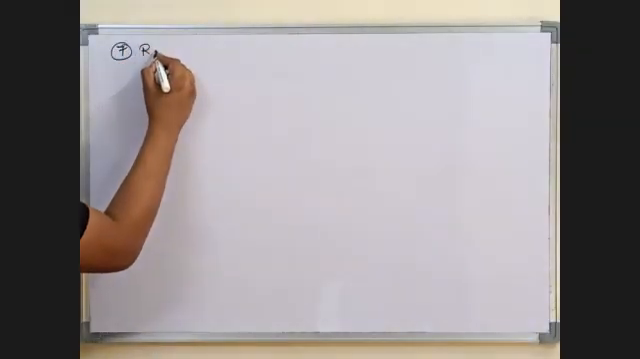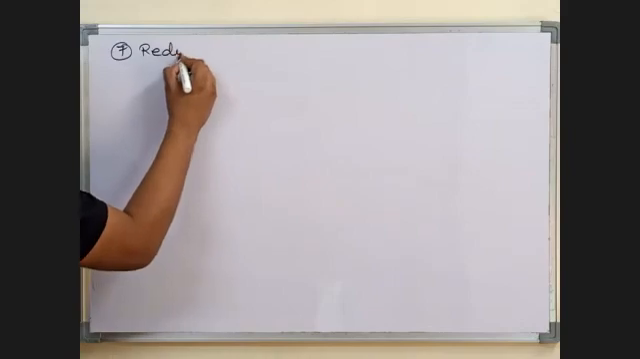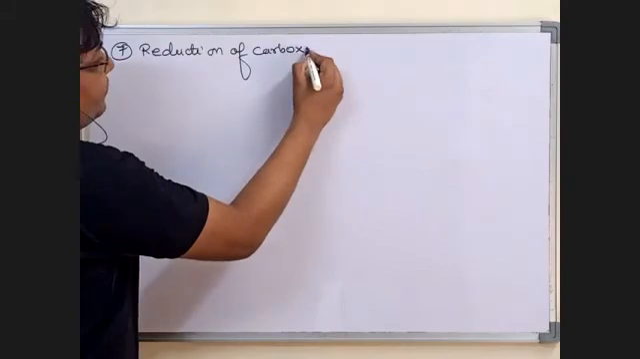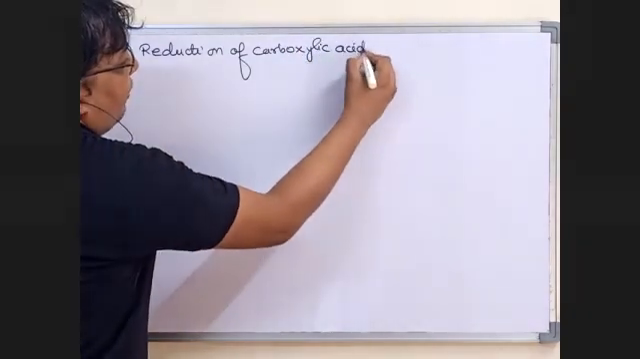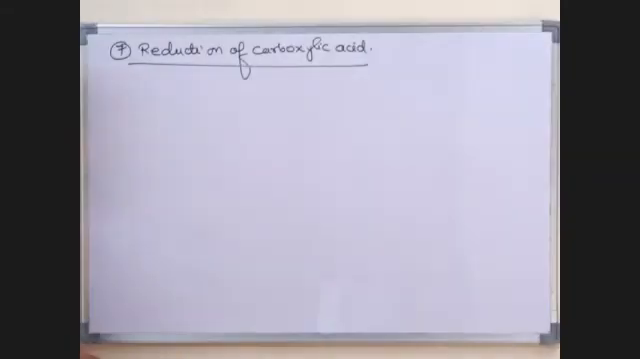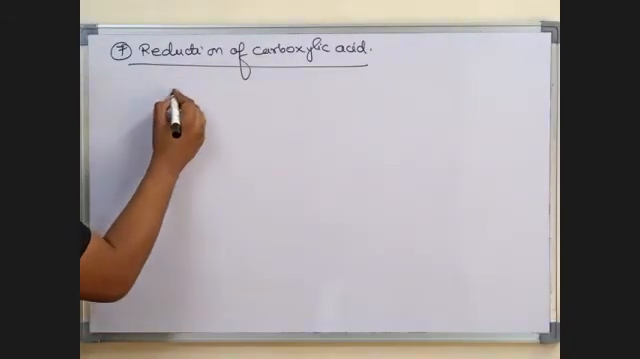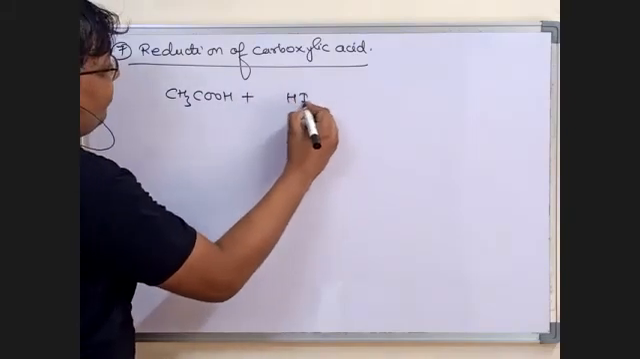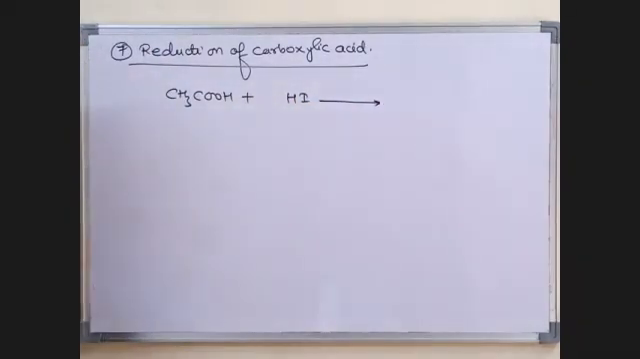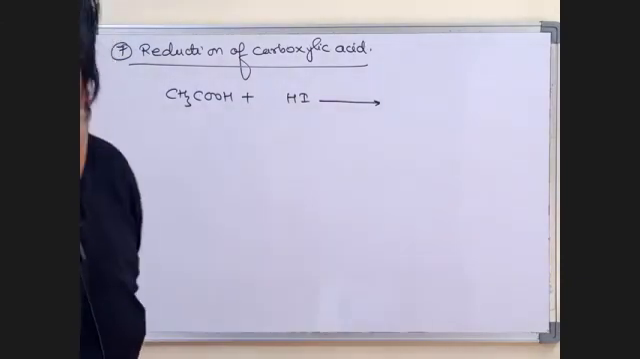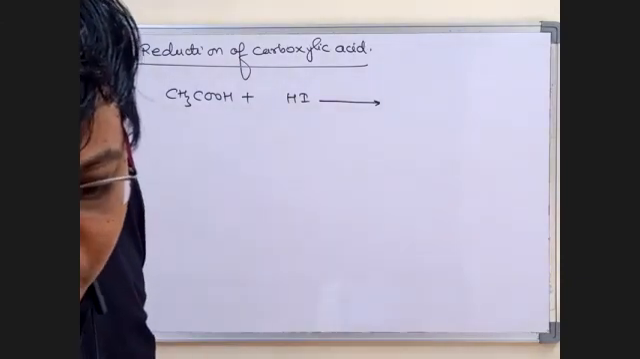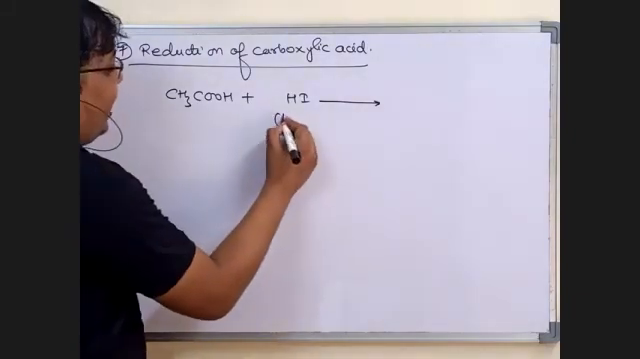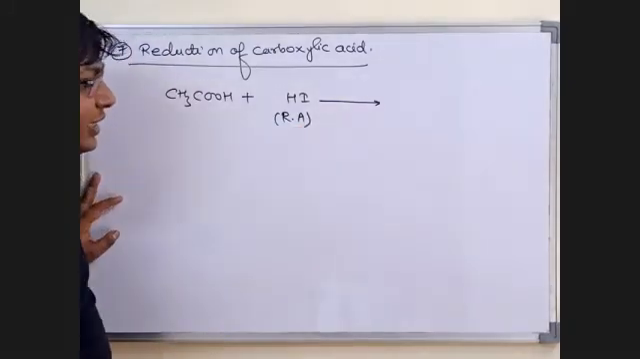On page number 9, student, reduction of carboxylic acid. Suppose I take CH3COOH, reacts with HI. In this reaction, hydrogen iodide is the reducing agent. You mention that in this reaction. Hydrogen iodide acts as a reducing agent in this reaction.